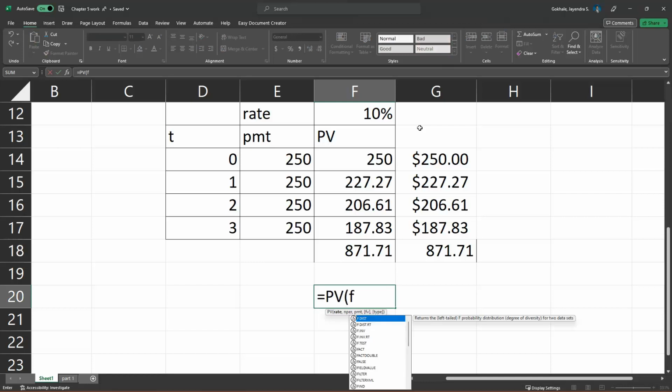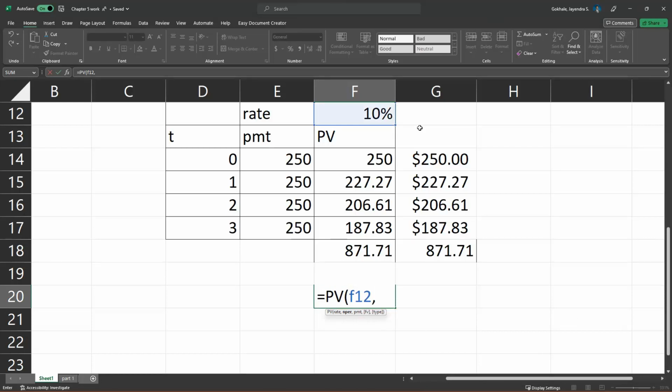The rate is F dollar, well, put dollar because I'm not copy pasting it anymore. F12, the blue cell. Number of periods is 4. There are 4 payments. That's why it's 4. The value of each payment is minus E14 or $250. Look at the red cell.